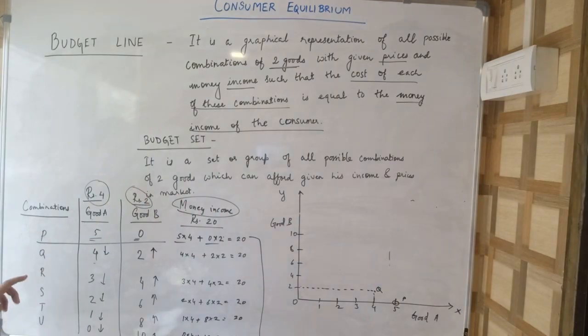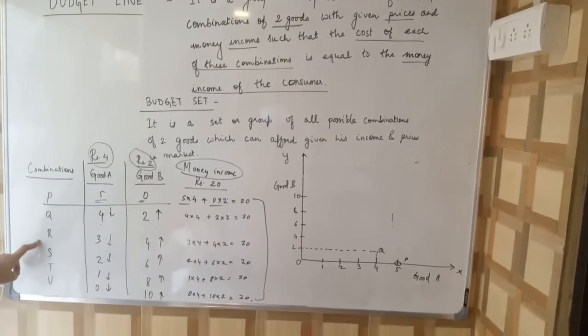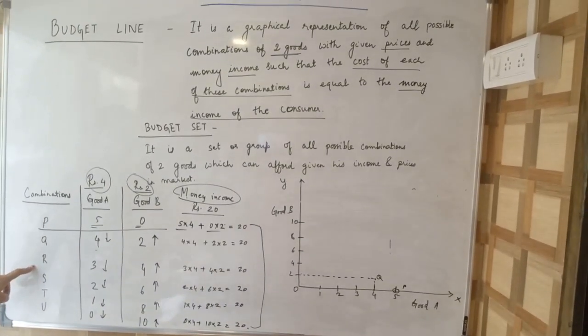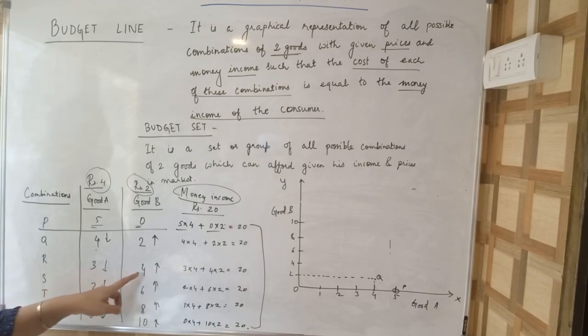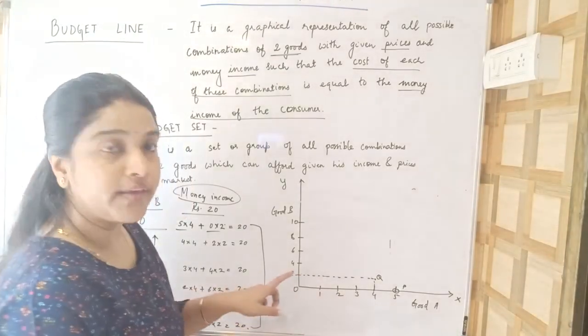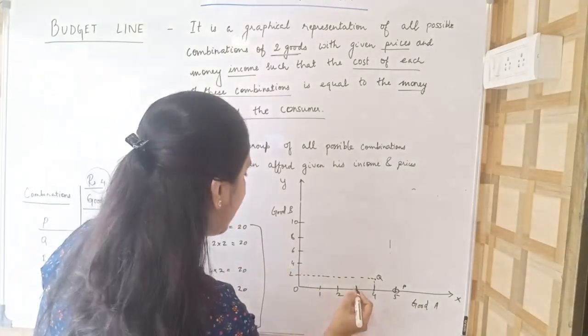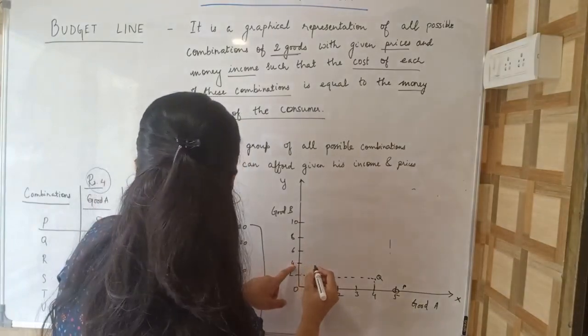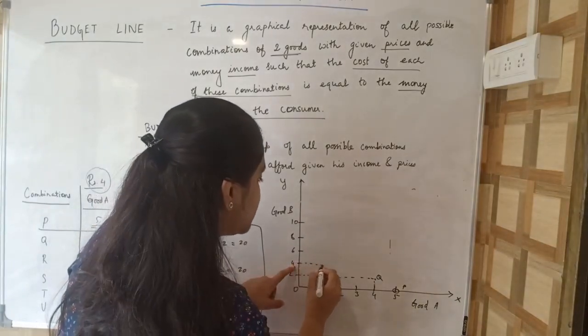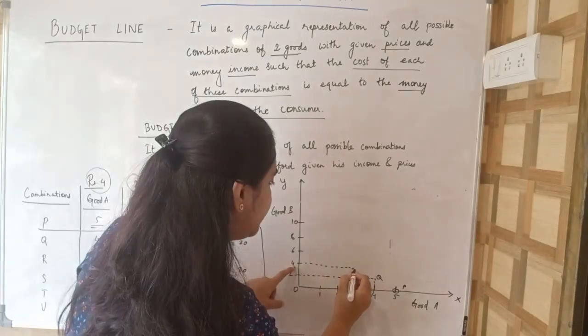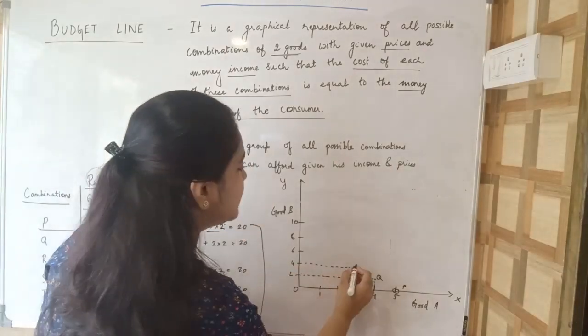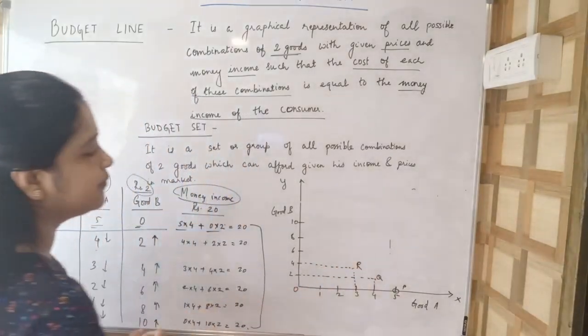Yes. Then we come to the R combination. What is our R combination? R combination gives us 3 units of good A and 4 units of good B. So here we can see on the graph 3 units of good A and 4 units of good B. Yes. So we'll mark it accordingly on the graph. Okay, so this is the R combination.